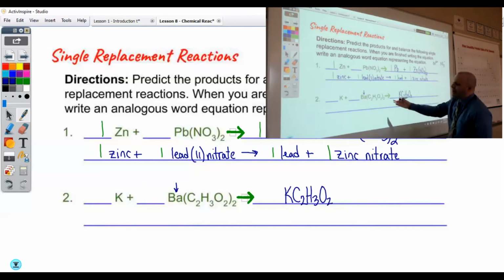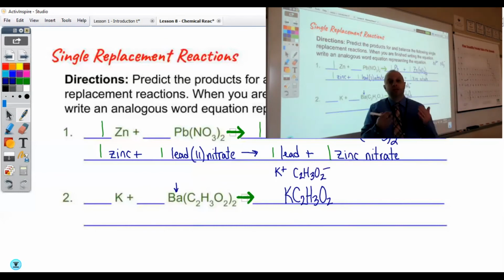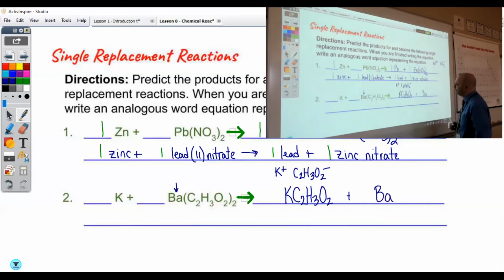KC2H3O2. Some of you might be wondering, how come I didn't have to use parentheses? Well, remember that K is +1, and acetate is a polyatomic ion from your common ion sheet with a -1 charge. So the +1 and -1 cancel each other out. We need just one copy of each. The other part of this is going to be barium. Barium is going to end up by itself over here.